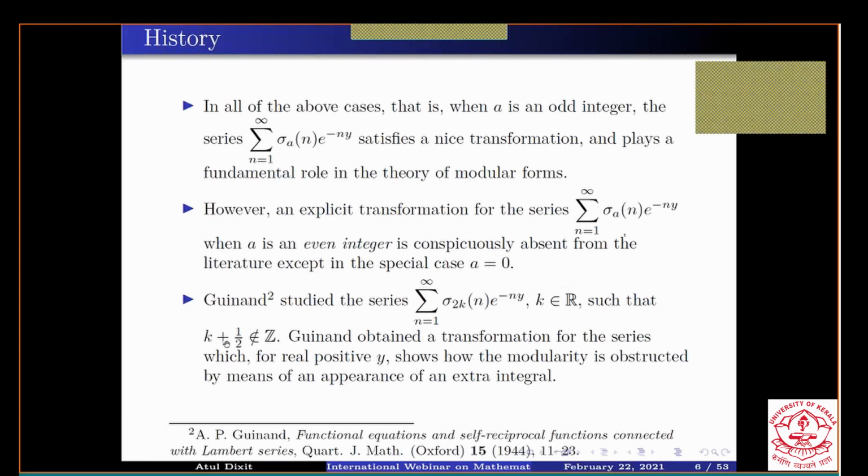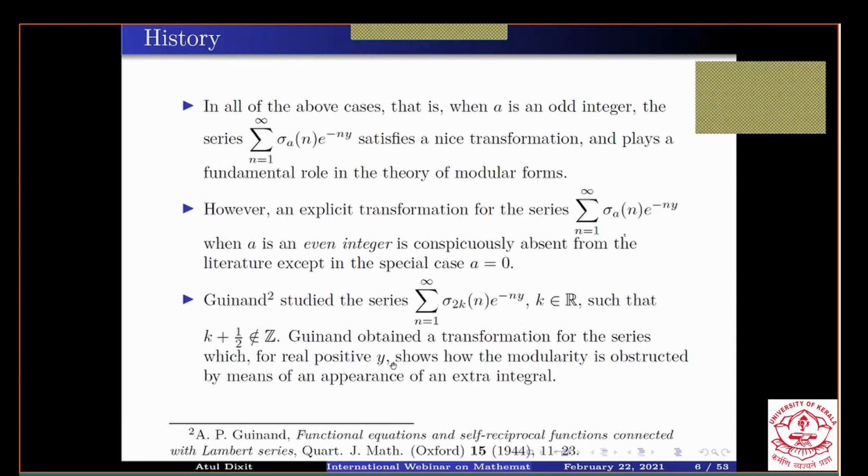And if that is the case, then what will be 2k? 2k will become an odd integer. Okay, for odd integers, you already have these nice transformations coming from modular forms. Hence, let us first consider sigmas of 2k of n where k plus half is not an integer. So you're actually looking at not odd integers anymore. What did Geenan do? He actually obtained a transformation for the series for real positive y. So one can actually study more generality by taking a complex number y with its real part positive, right?